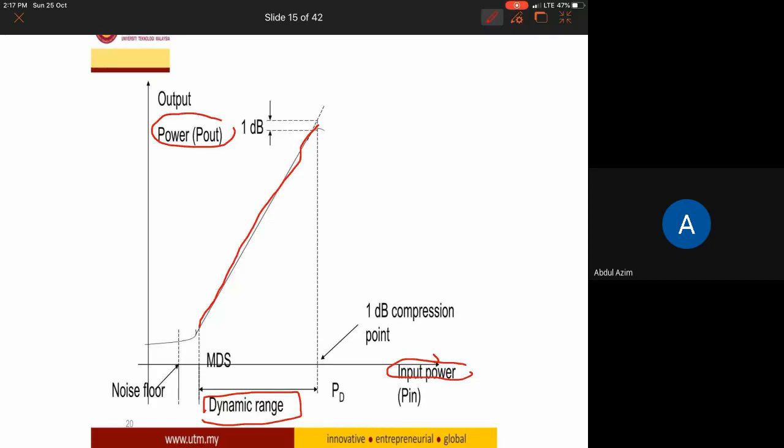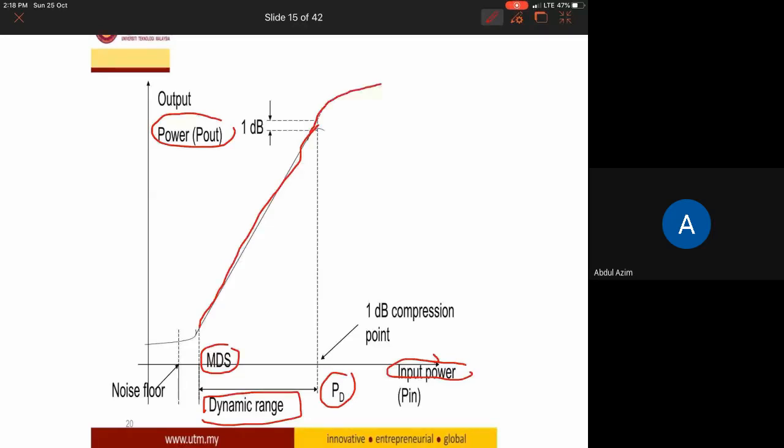Or in another definition, it is the range between, here we have PD, what we call the 1 dB compression point, and here at the lower end is what we call the MDS, minimum detectable signal. So this dynamic range stays between the PD and MDS. That's the definition. And what is PD? PD is what we call the 1 dB compression point. You can see in the graph, we go straight and then after that it will saturate.